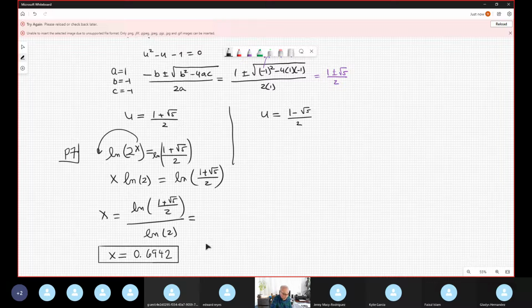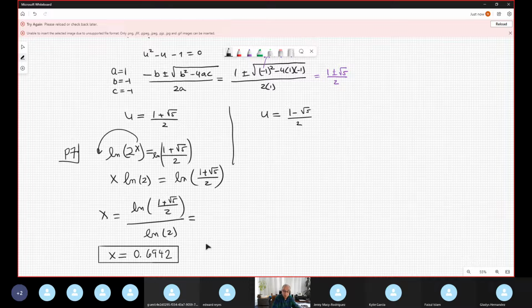And the answer for this was yes or no? And they're right or wrong? Let me copy that. I never solved this. x equals 1 plus radical 5 over 2 divided by ln 2. The approximation is 0.6942.